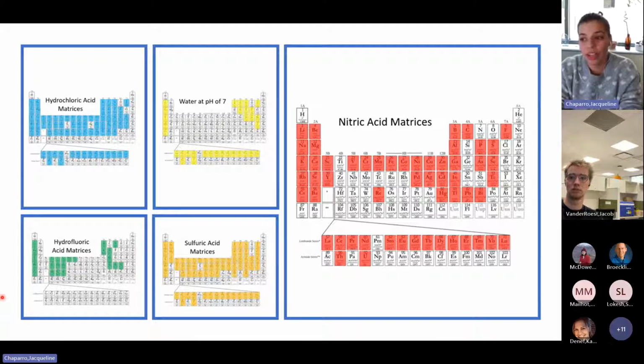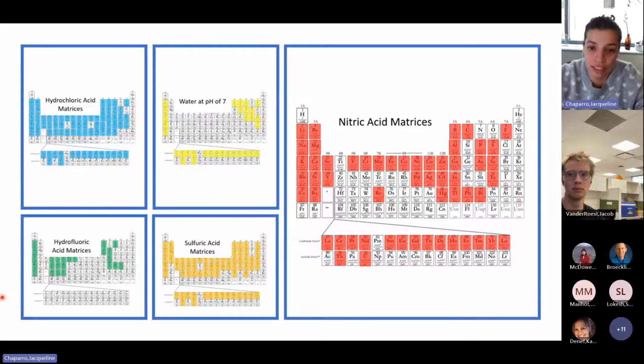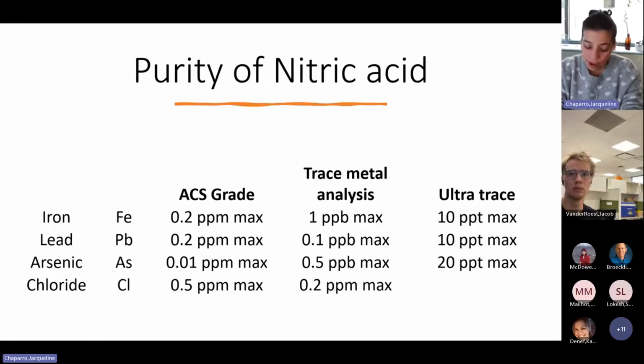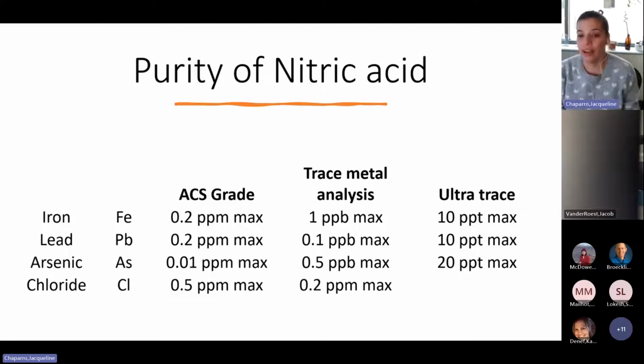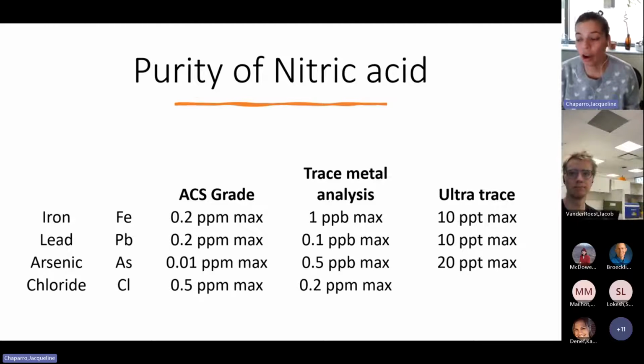ICP-MS. So here we're looking at what type of solutions or solvents can be used for analysis, but we also have to think about purity. As I mentioned before, ICP-MS measures things at ultra trace levels, so parts per trillion, and so we need to make sure that our sample preparation reagents are also pure.